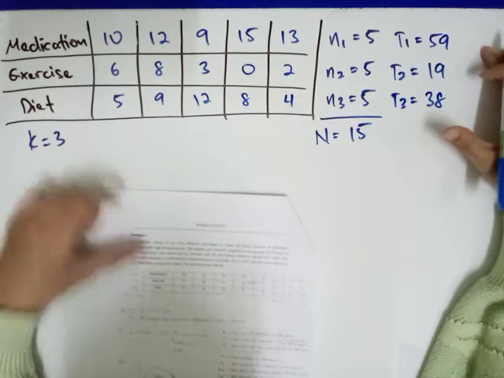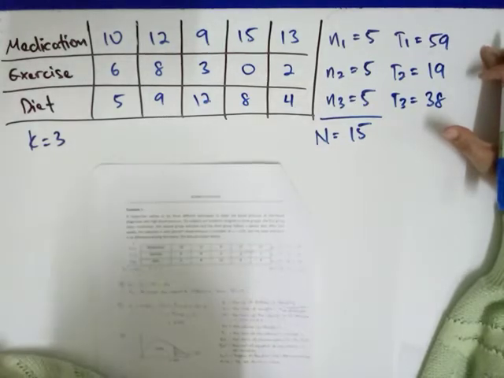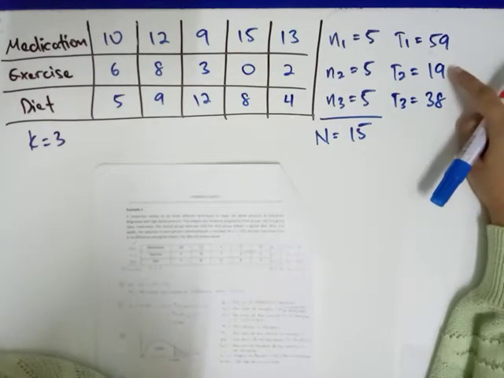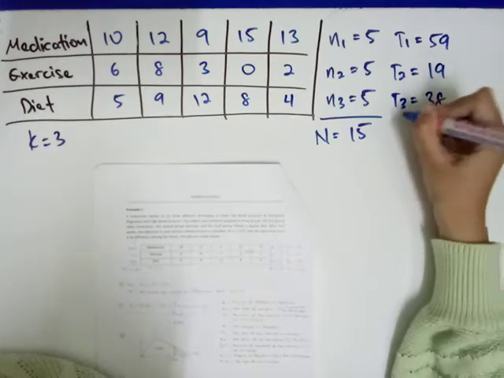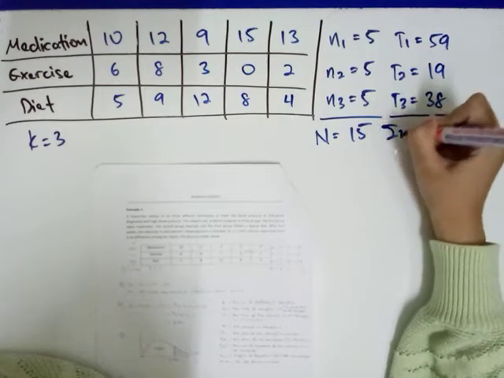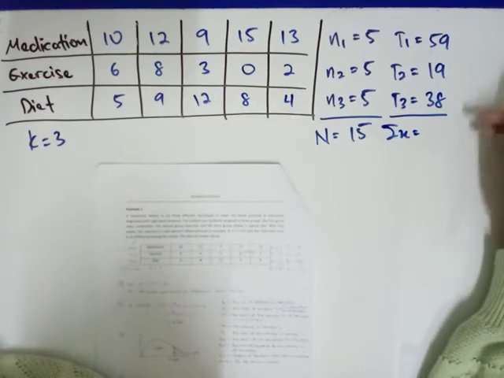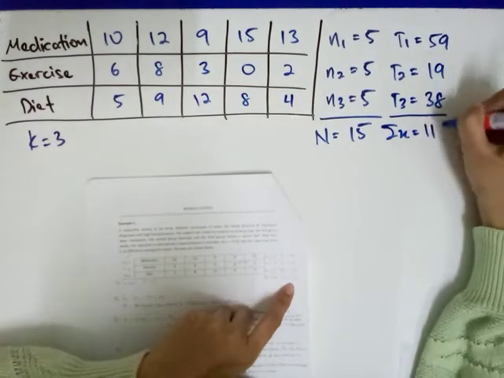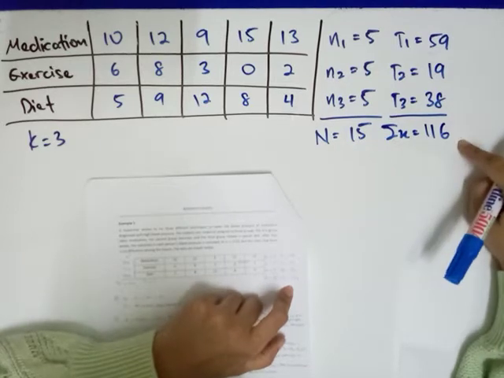And then the next term is total X. What is total X? The sum of all samples, which is T1 plus T2 plus T3. We know that T1 is 59, plus 19, plus 38. You will get the total X of 116. Try calculate, dapat tak 116?